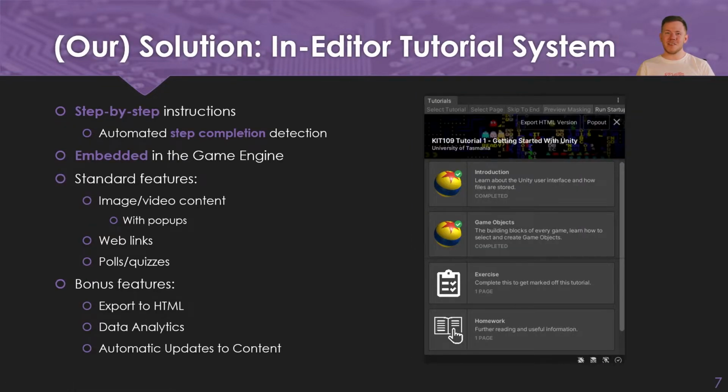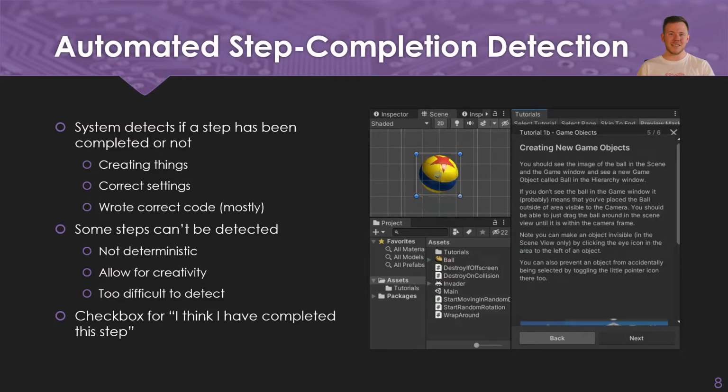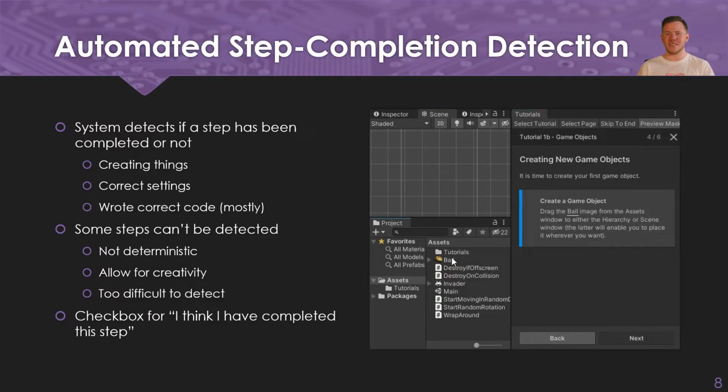So our solution that I'm going to present today is what we call an in-editor tutorial system. So the Unity editor has our tutorial systems embedded in them, and I'll talk about why that's important in a moment. We also have all the standard features that you'd see on a regular tutorial sheet, like images and video and links to other web pages. The feature that we're most proud of with this system is that it can automatically detect if a student has completed a step properly or not, and disallow them from continuing if they haven't done it properly.